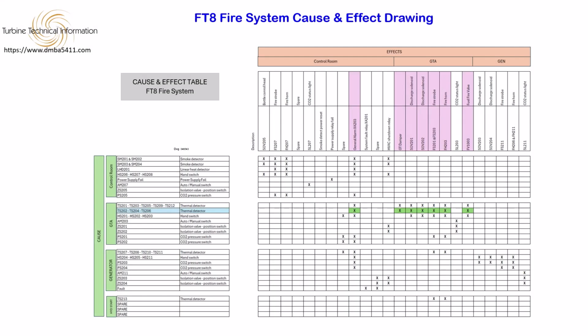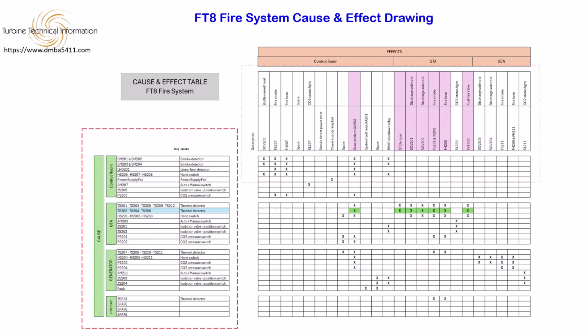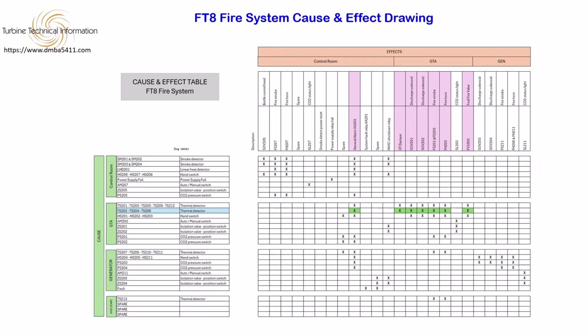Let's take a closer look at what makes this drawing so useful, and so important. The cause and effect drawing is laid out as a matrix, with the cause inputs listed down the left side, and the corresponding effects shown across the top. We'll start by reviewing the cause inputs, and then move on to how each of those causes drive specific system actions.